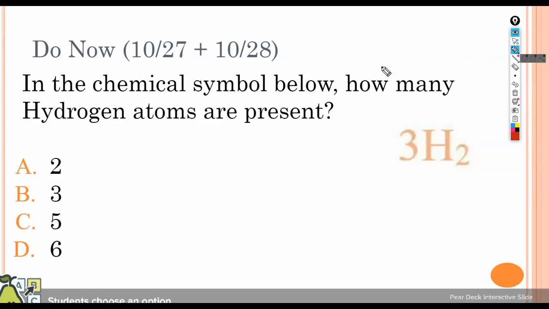In the chemical symbol shown below, and let me just rewrite that in case you can't read that, it's 3H2. It says how many hydrogen atoms are present? Okay, so pause it here and try to answer this do now question on your own.